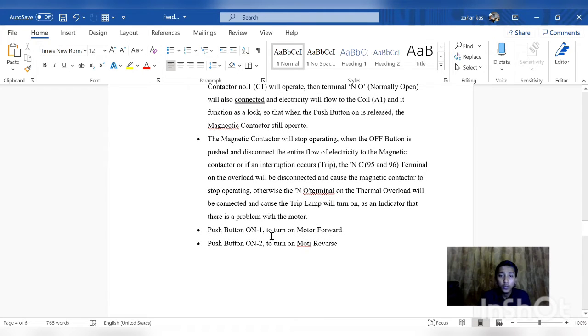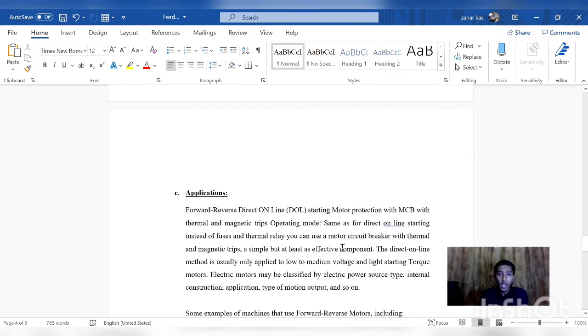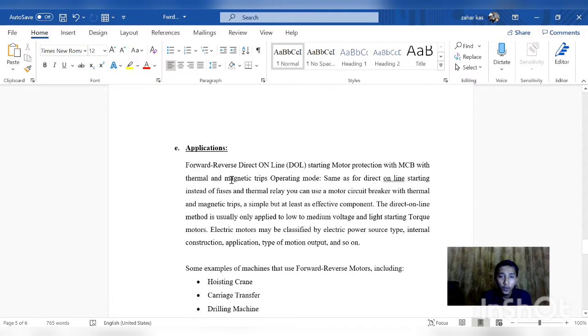Push button on 1 to turn on motor forward. Push button on 2 to turn on motor reverse. Next, application. Forward reverse direct online starting motor protection with MCB with thermal and magnetic trip operate mode. Same as for direct online starting, instead of fuse and thermal relay, you can use a motor circuit breaker with thermal and magnetic trips, a simple but at least as effective component.